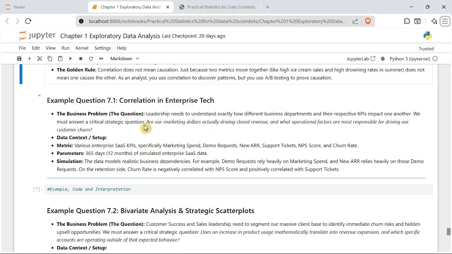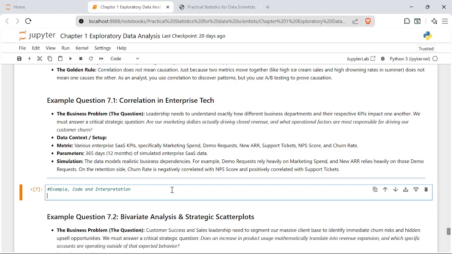Okay, we have to answer this strategic question. Are our marketing dollars actually driving closed revenue? And what operational factors are most responsible for driving our customer churn? So here is the example and the code.